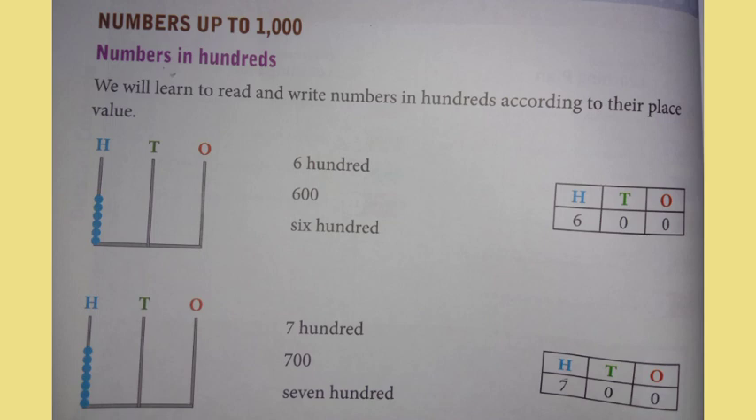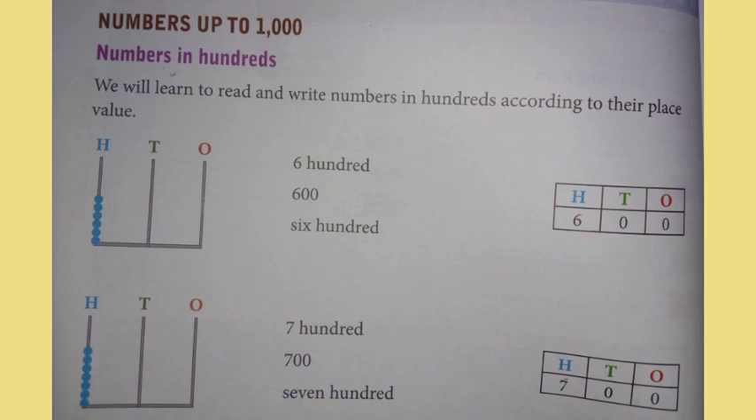Look at the picture in the abacus. In the hundreds place there are 6 beads, in the tens place 0 beads, in the ones place 0 beads. Now we can read it as 600 in words. In numbers we can write it as 600. Look at the place value chart. We have 0 in ones place, 0 in tens place and 6 in hundreds place.